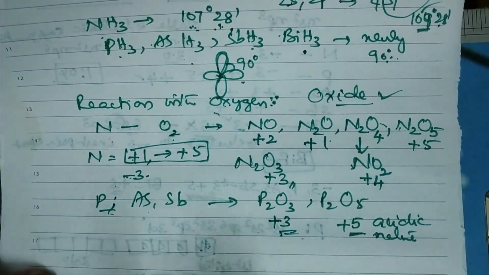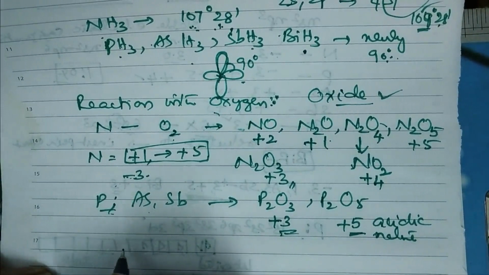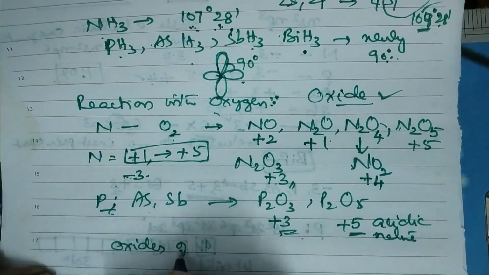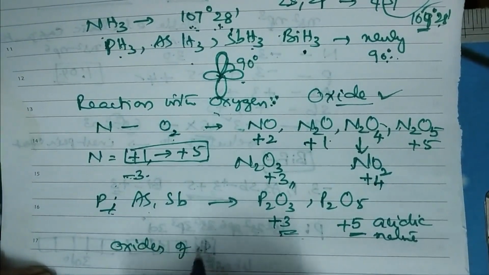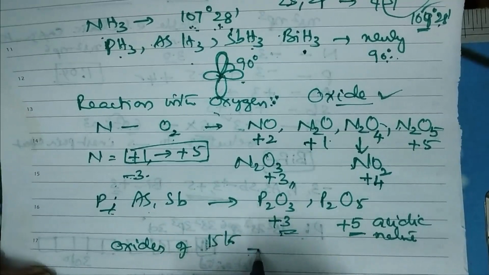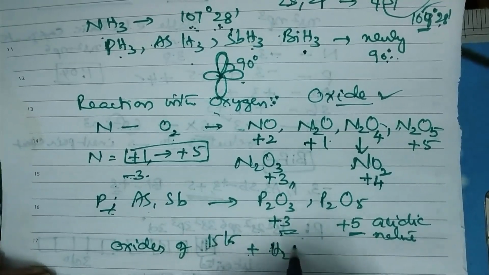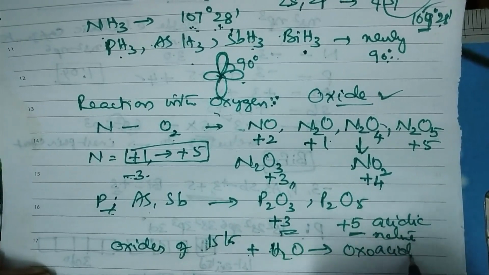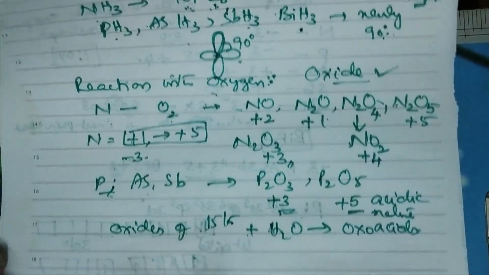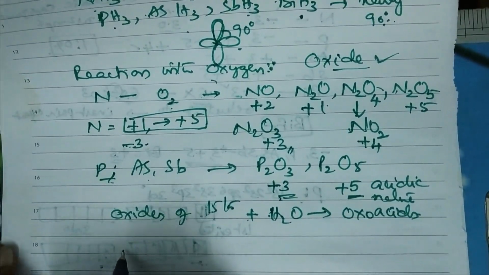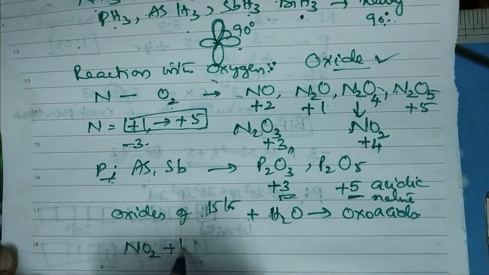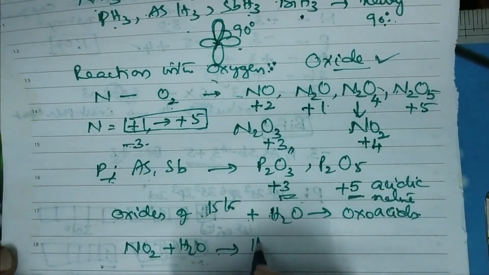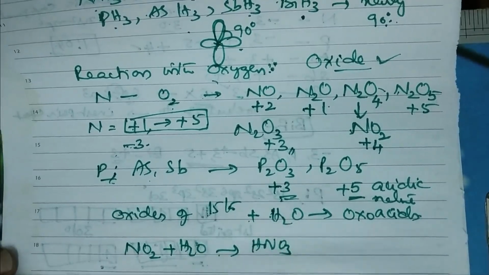And next, when these oxides are dissolved in water, they give oxoacids. Oxides of these 15th group elements plus water give oxoacids. For example, nitrogen dioxide NO2 plus H2O gives rise to HNO3, that is nitric acid.